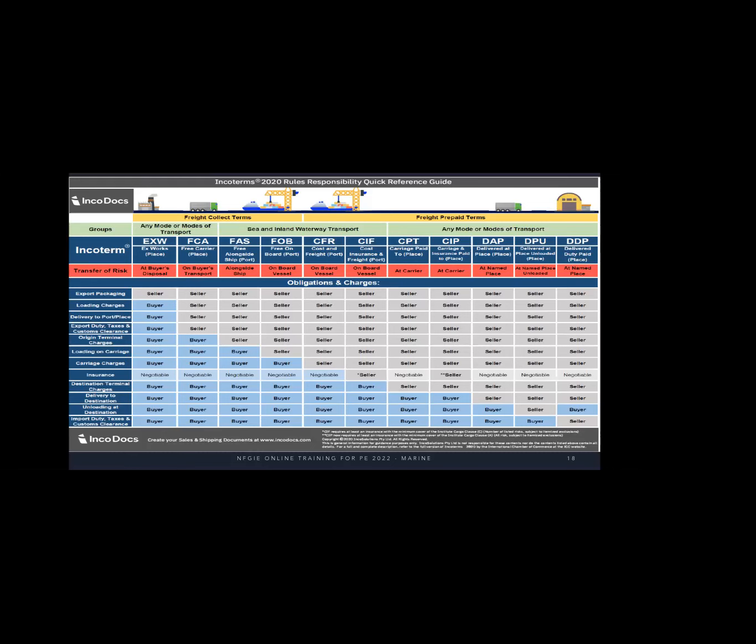Third one stands for FAS, free alongside ship. The next word stands for FOB, free on board. Next is CFR. CFR stands for cost and freight. The next one is CPT. It stands for carriage paid to place. Next is CIP. Carriage and insurance paid.